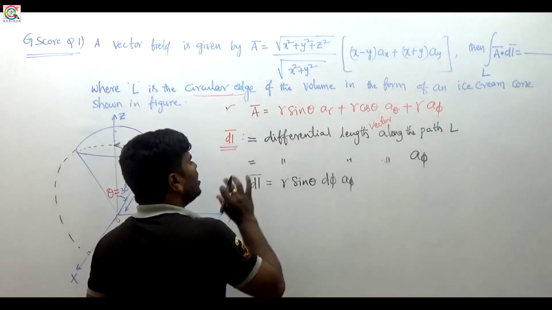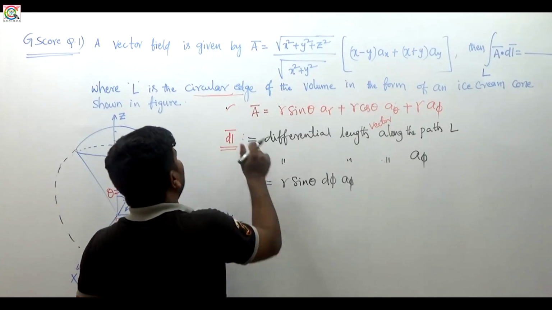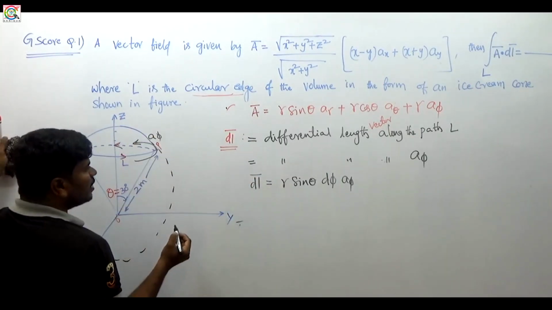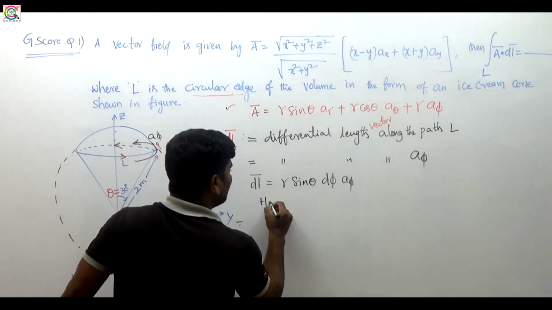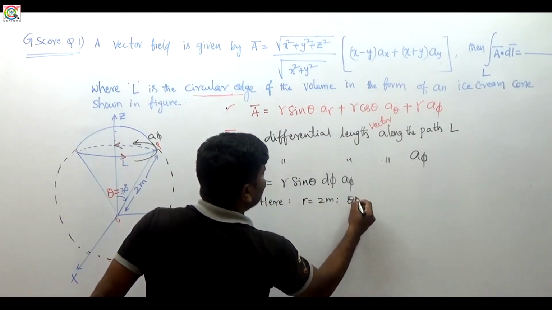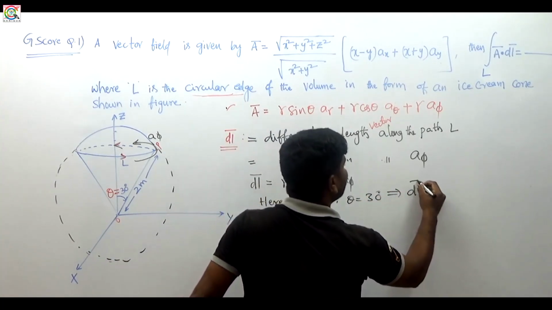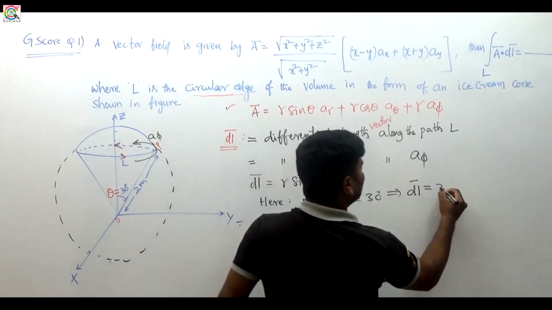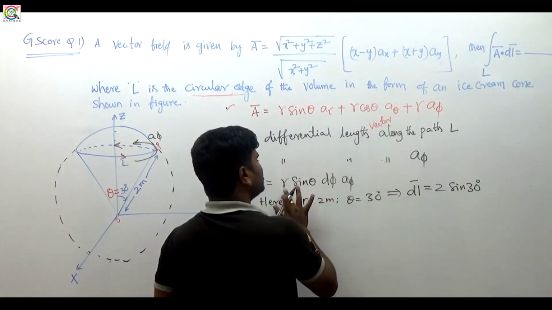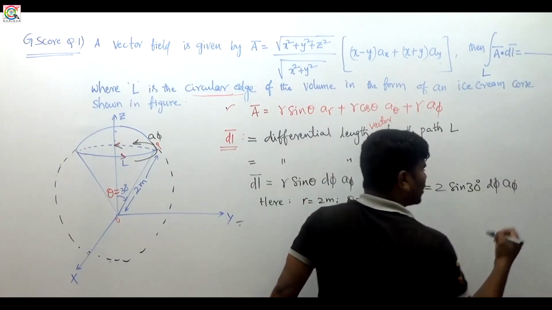So this is the differential length vector. But what is r here? Here r is equal to 2 meters and theta is equal to 30 degrees. Now dl bar will be 2 into sine 30 degrees d phi a_phi, because r sin theta means 2 into sine 30 degrees.